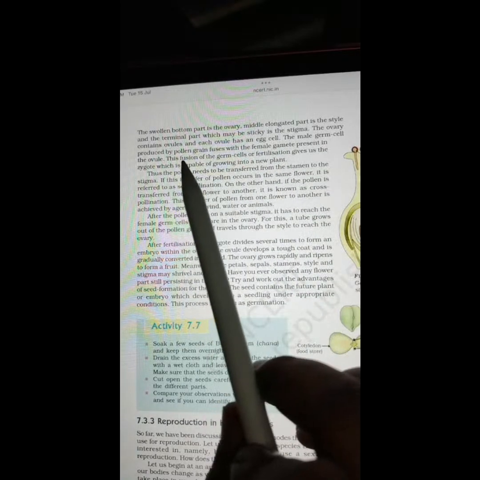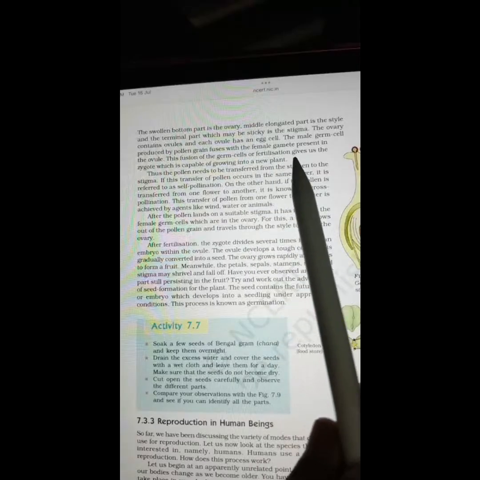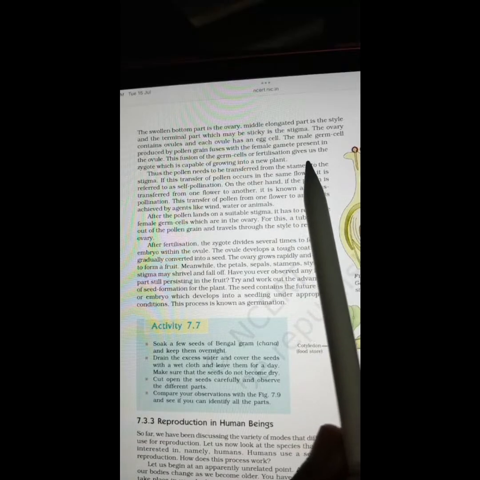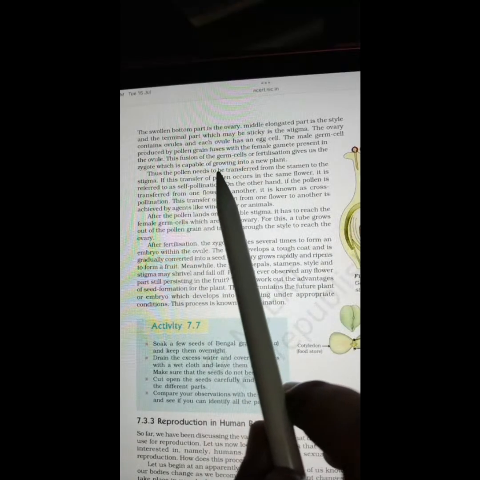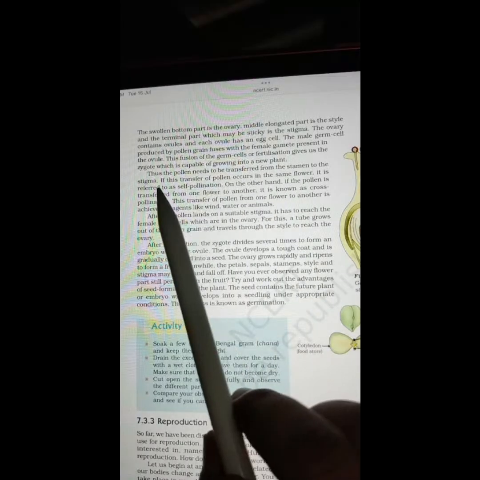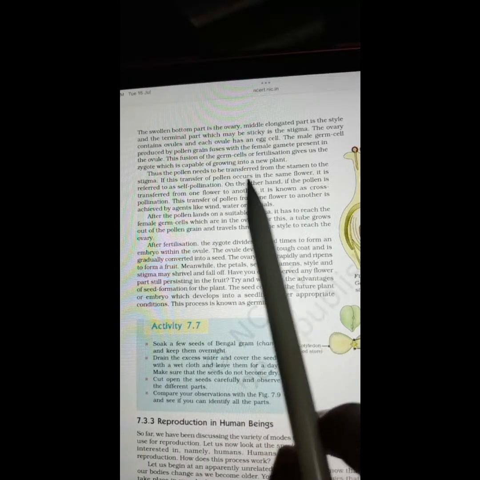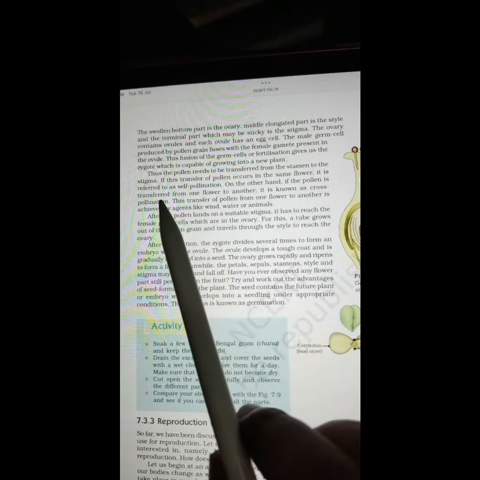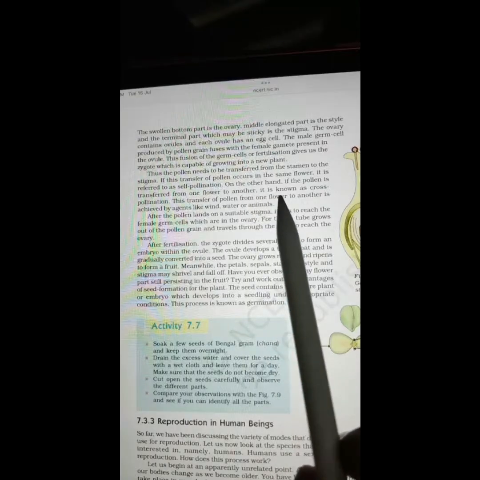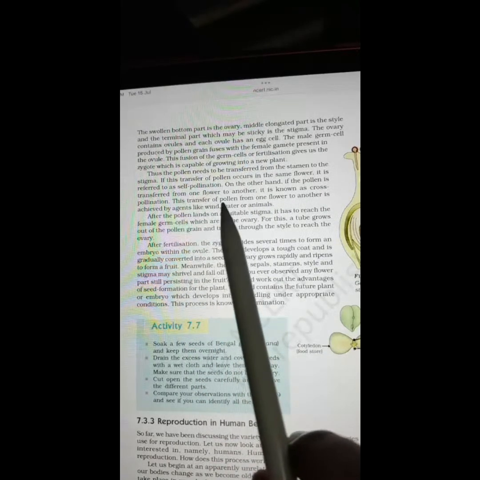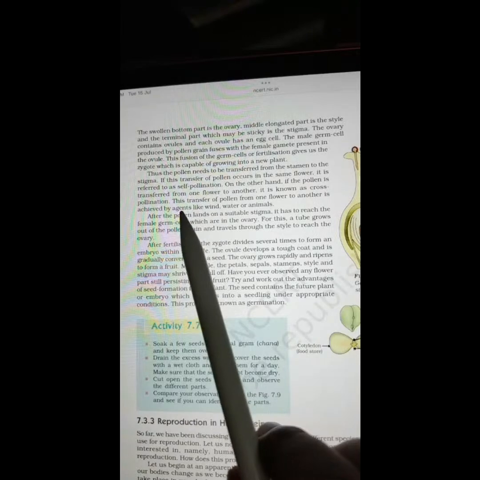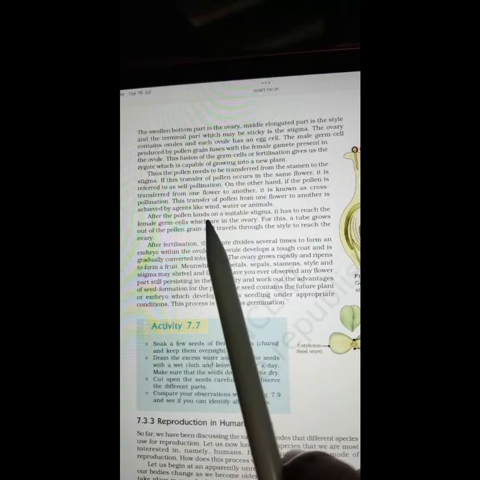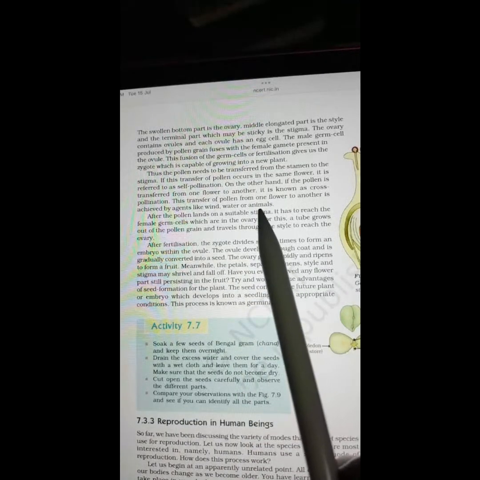The male germ cell produced by pollen grain fuses with the female gamete present in the ovule. This fusion of the germ cells, or fertilization, gives us the zygote, which is capable of growing into a new plant. Thus, the pollen needs to be transferred from the stamen to the stigma. If this transfer of pollen occurs in the same flower, it is referred to as self-pollination. On the other hand, if the pollen is transferred from one flower to another, it is known as cross-pollination. This transfer of pollen from one flower to another is achieved by agents like wind, water, or animals.